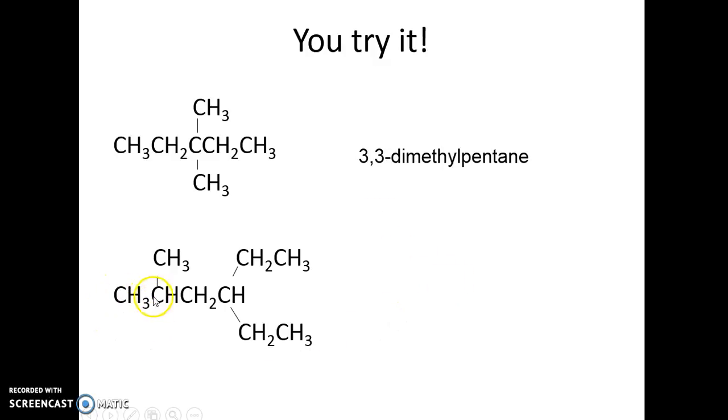Okay, if I go to this one, there are 6 in the longest chain. So we get hexane. There's an ethyl group and a methyl group. So it's ethyl-methyl. If I number from this end, it's 1, 2. If I number from this end, it's 1, 2, 3. And so we choose the lower number, 2, which gives us 4 for the ethyl and 2 for the methyl. A common mistake is to number from this end for this one and this end for that one. You can't do that. You have to have one numbering system.